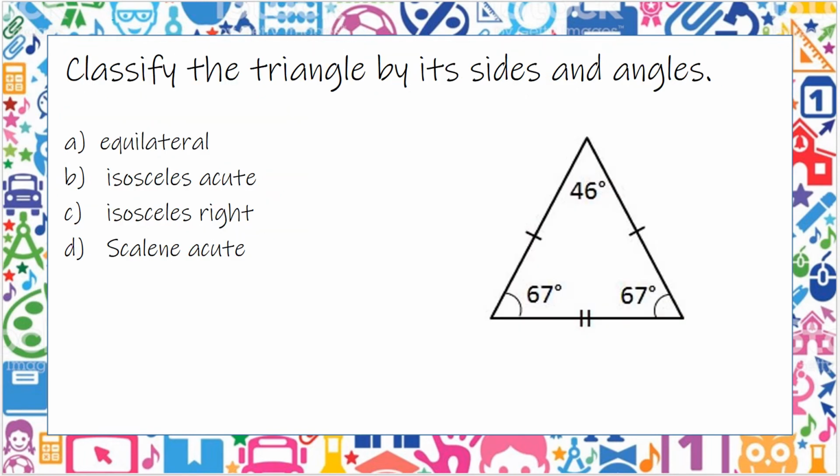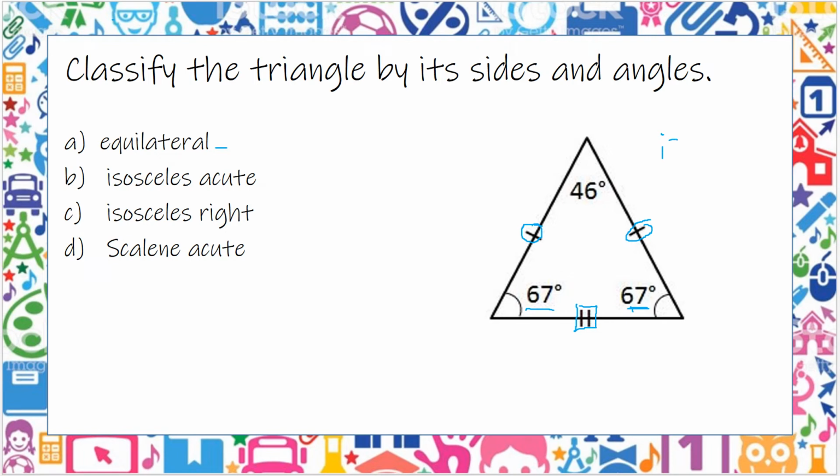Okay, classify the triangle by its side and by its angles. So we have one line and another line. That means that those two sides are congruent to one another. And then this third side has two lines down here, so it means it's not congruent to those two, it's just a different size. You also notice that it has two congruent angles, so that means it's an isosceles triangle.